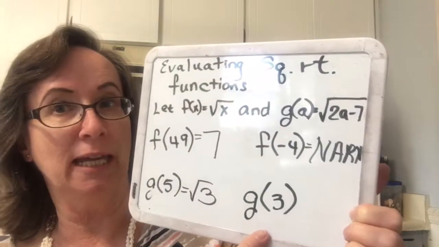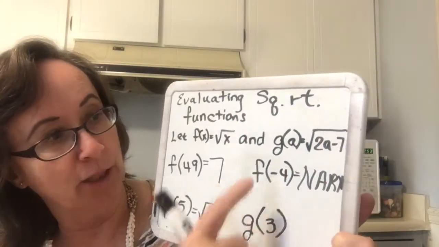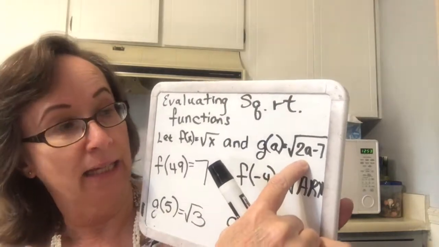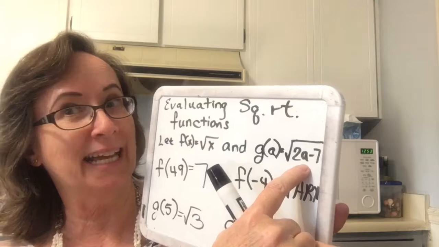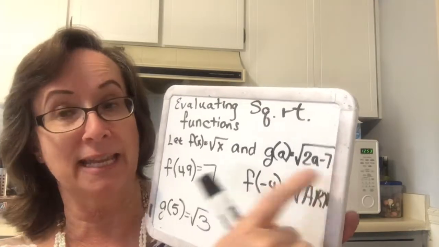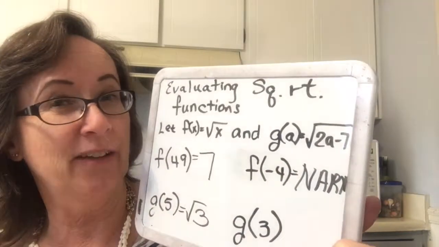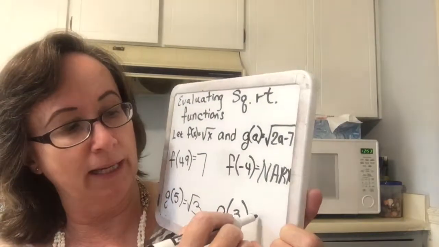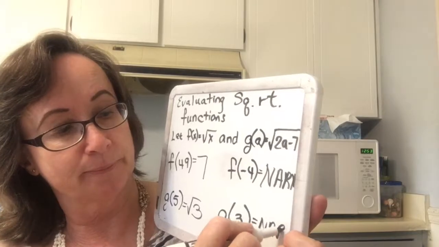And then g of 3, I'm going to use the g function again. I'm going to plug in a 3, and I'm going to get 2 times 3 is 6. Take away 7 is -1. I get a negative underneath a square root function, so g of 3 is not a real number.